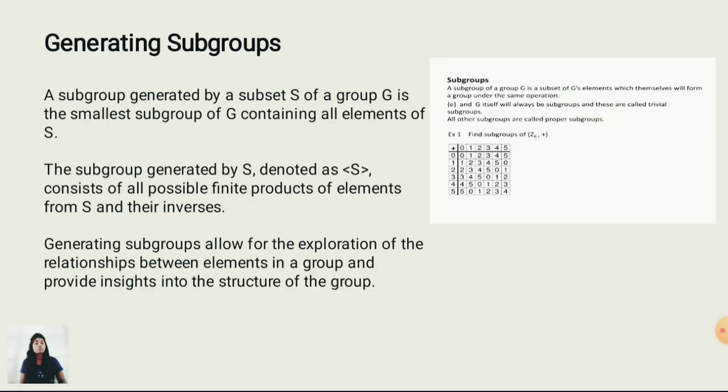Generating subgroups. A subgroup generated by a subset S of a group G is the smallest subgroup of G containing all elements of S. The subgroup generated by S, denoted as ⟨S⟩, consists of all possible finite products of elements from S and their inverses. Generating subgroups allows for exploration of the relationships between elements in a group and provides insights into the structure of the group.